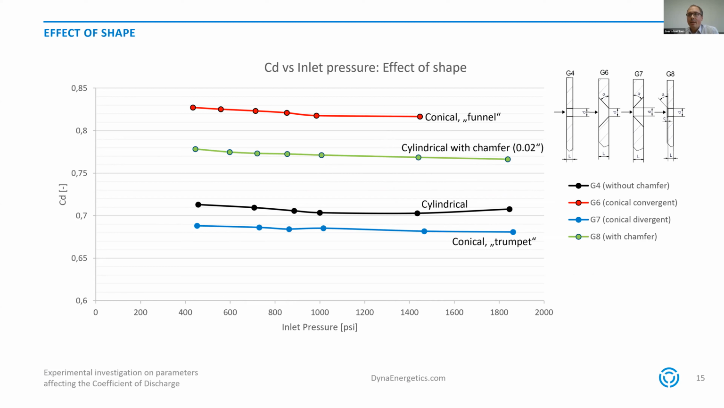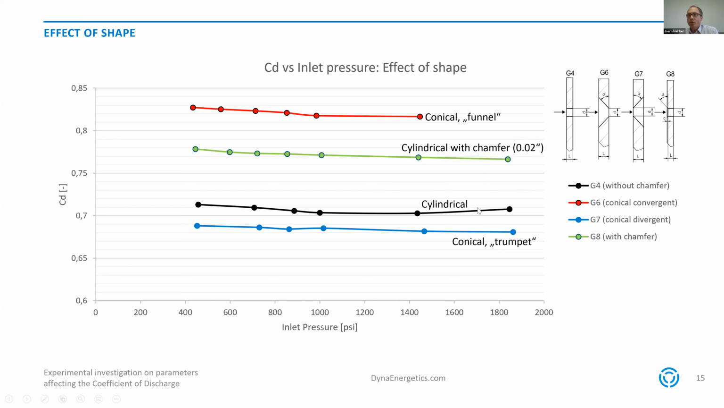More interesting is even the comparison of the different shapes of the perforation. So we have a base case with a cylindrical hole, and we compare this with a conical hole where we have a larger opening to the inflow, with a conical hole where we have a sharp edge on the inflow part and it's opening towards the outflow. And we have one situation where we just have a small chamfer of 0.02 inches on the inlet part.